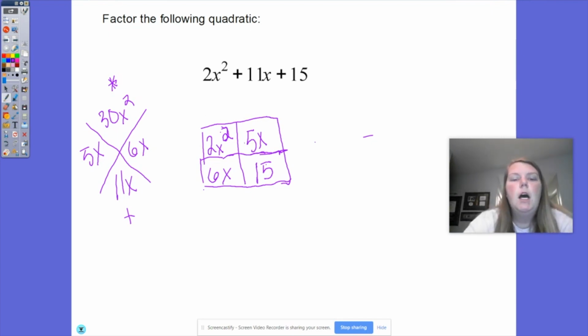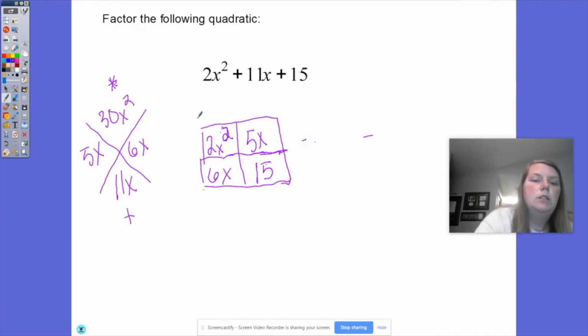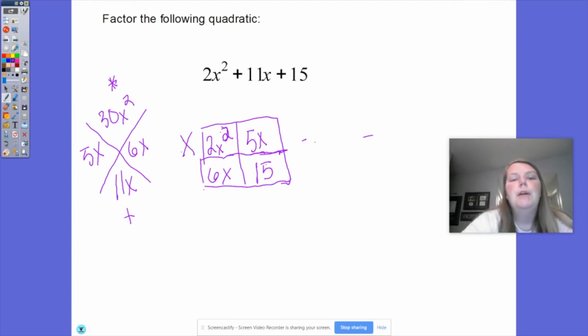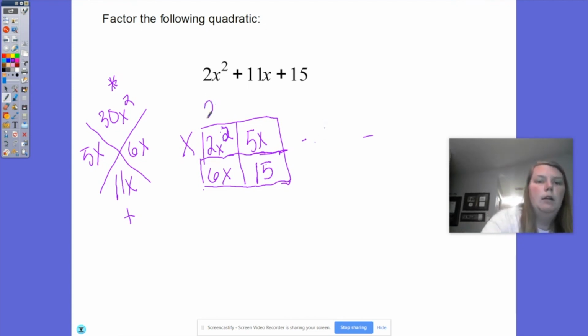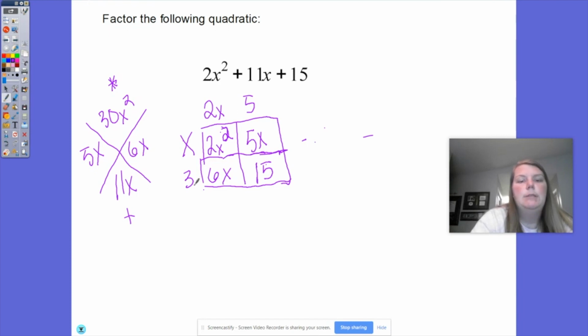So we're going to look at this top row, and we want to find the greatest common factor. So if we look at the 2 and the 5, 1 is the only thing that those have in common, but they both have an x. So that's what we want to take out of that first row. And then we can build off of that x. So what times x is going to give us 2x squared? That would be 2x. What times x would give us 5x? That would be 5. And then 2x times 3 would give us 6x, and that last piece is correct. 5 times 3 does give us 15.